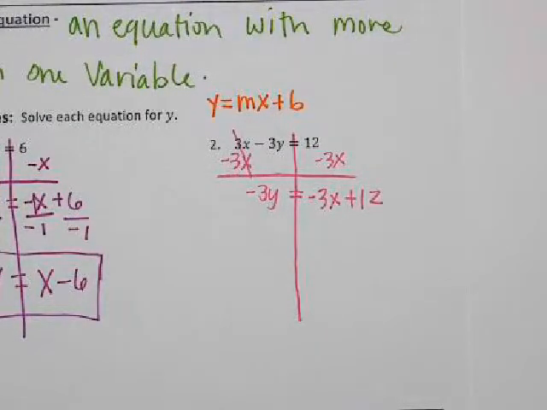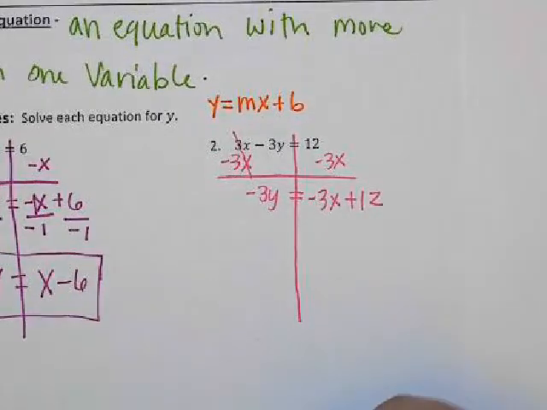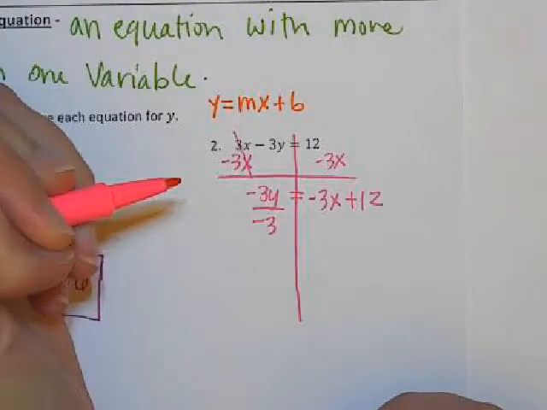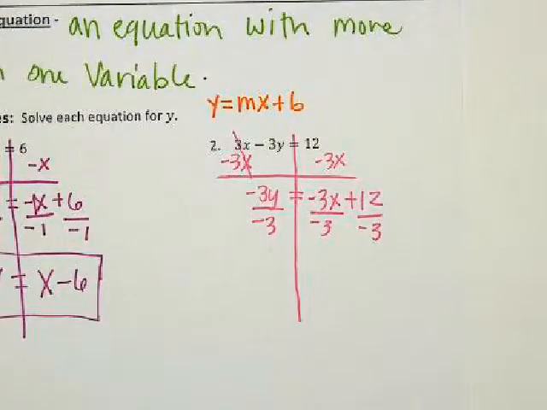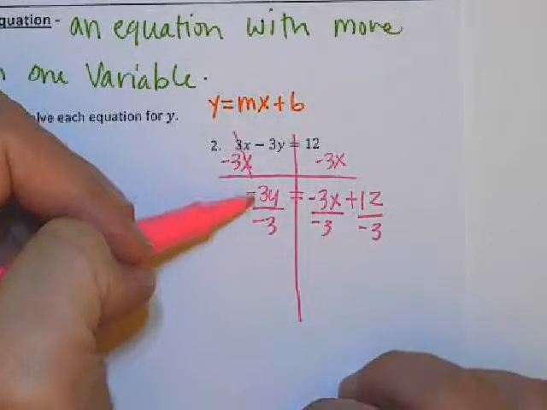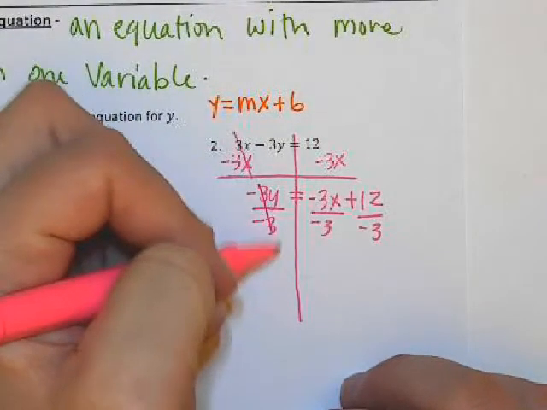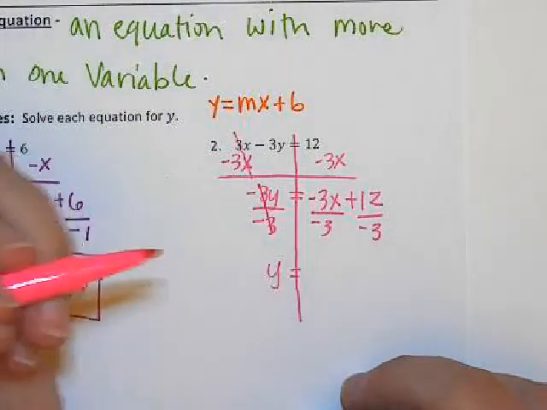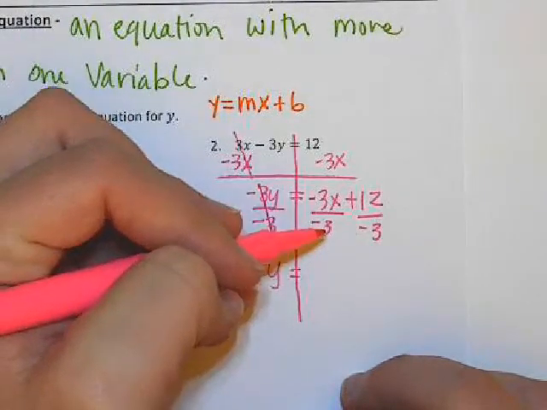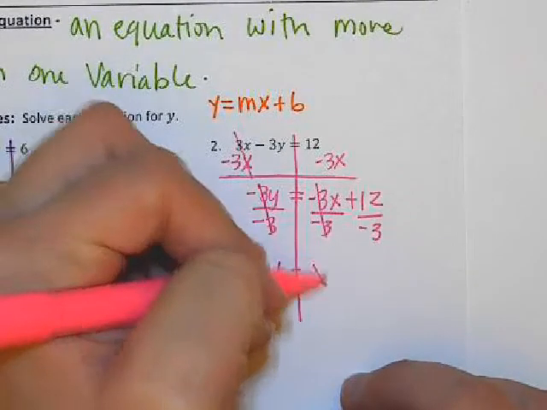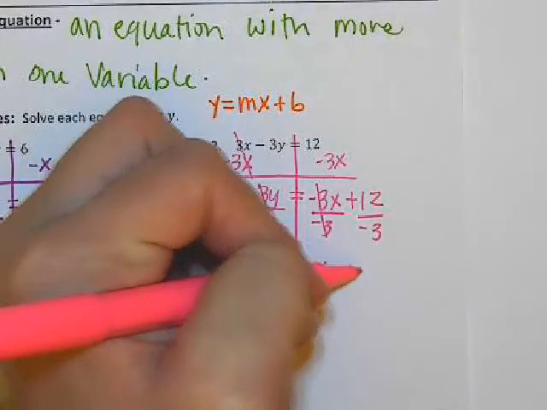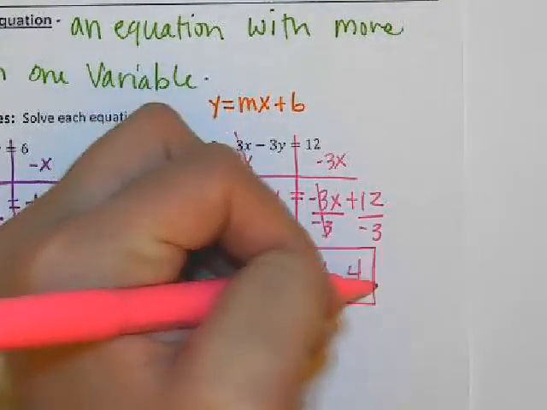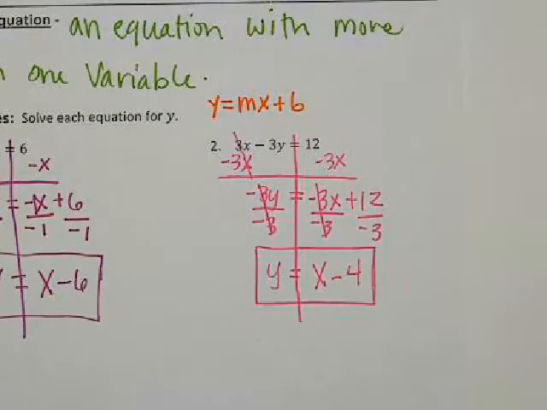Is y by itself? No. How do I get rid of that negative 3? Divide. Divide by negative 3, and if I divide one thing by negative 3, I've got to do it to everything. Negative 3 divided by negative 3 gives me 1y, and I don't have to write the 1. Negative 3 divided by negative 3 is 1x, but I don't have to write the 1. 12 divided by negative 3 is negative 4. Y is by itself, so that's my answer.